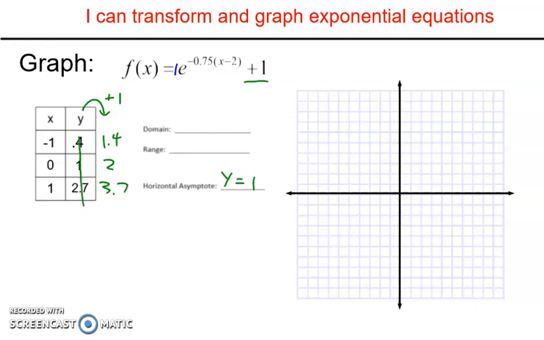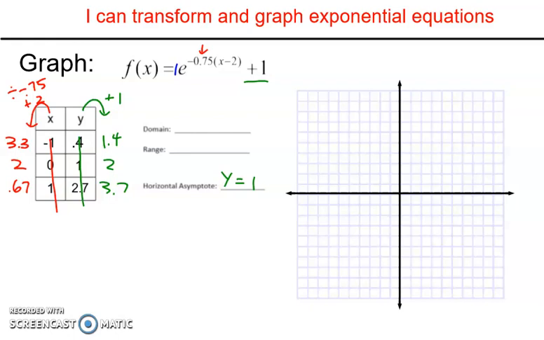Now to the x's, we're going to do the opposite. So the first thing I'm going to do is divide by negative 0.75, and then I will add 2 because I'm sort of unwrapping it. And so when I take negative 1 and divide by negative 0.75 and I add 2, I get 3.3. When I do the same with 0, I get 2. And when I take 1 and do that, I get 0.67, excuse me.